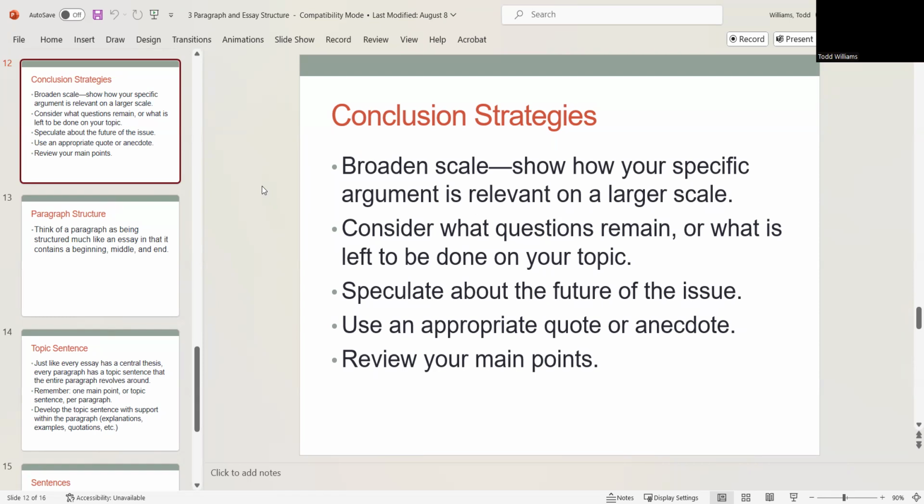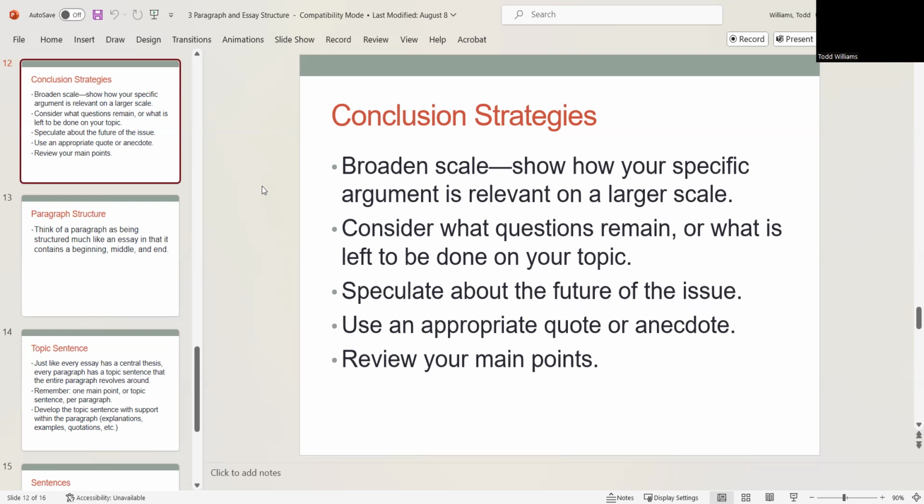Speculating about the future of an issue can be a very effective conclusion, right? Especially if you're writing about, say, something like technological changes. So, social media has affected people's socialization in such and such way. And then when you get to the conclusion, you might say, now imagine what future technologies will come and how those will affect us socially, right?